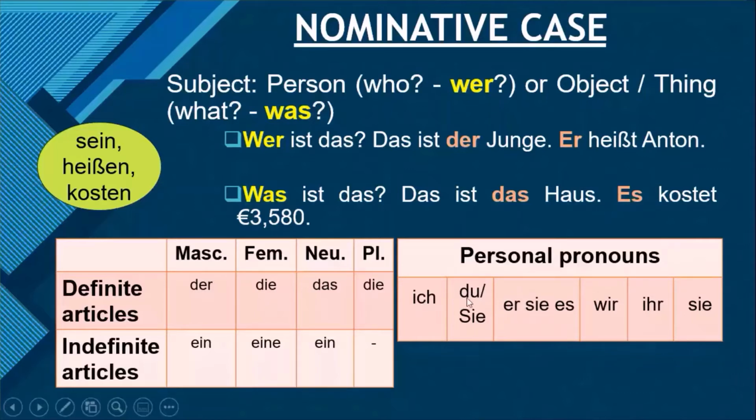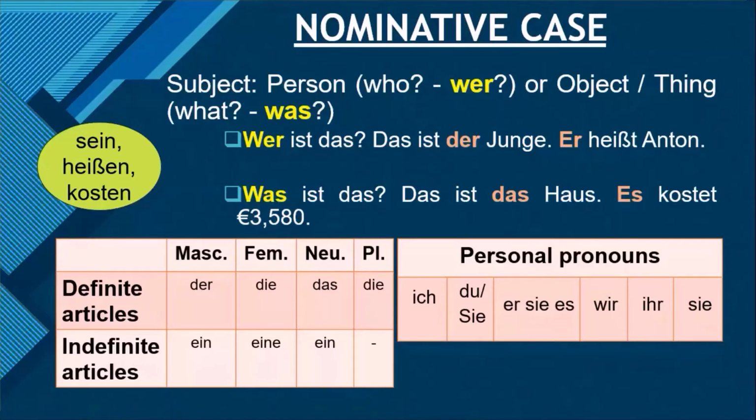I, you informal and you formal, sie, he, she, it, er, sie, es, wir is we, ihr is two or more people that I'm talking to, and sie is they. So er, meaning he, is called Anton. Er heißt Anton.